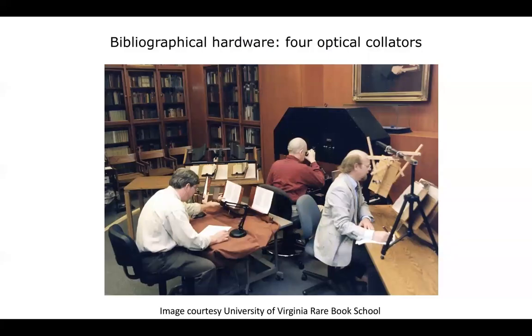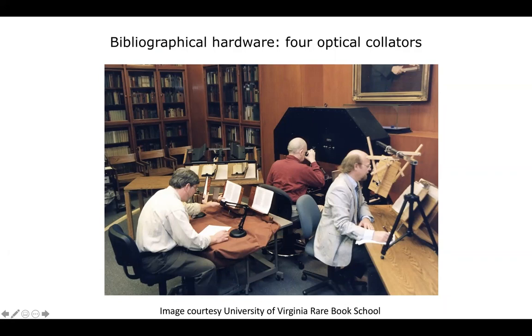Now, to address this task, bibliographers have created a wonderful range of machines, optical devices over the years, so-called optical collators. Here are four of the most famous ones. Here at the back is the so-called Hinman collator, developed in the 1940s, which uses a pair of stroboscopic lights to swiftly illuminate two copies of a book and superimpose the reflected light from each of them in a viewfinder.